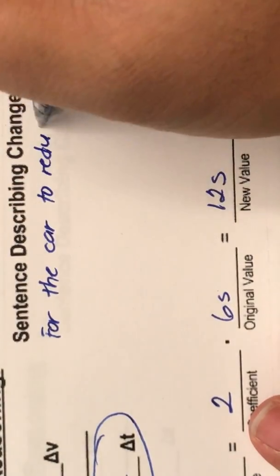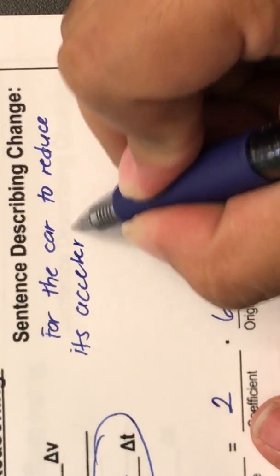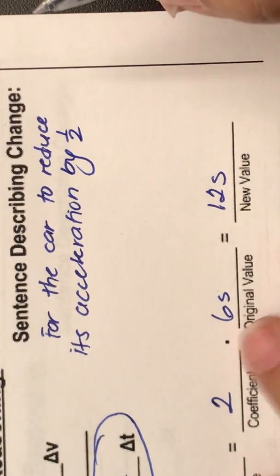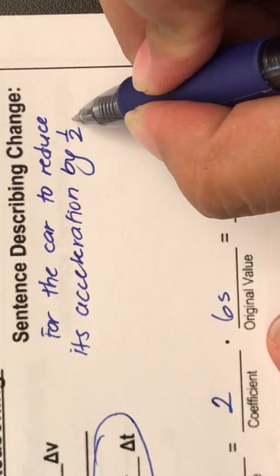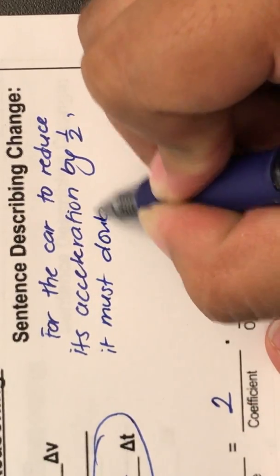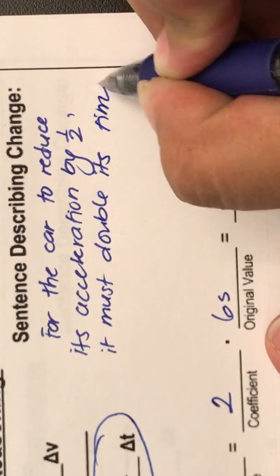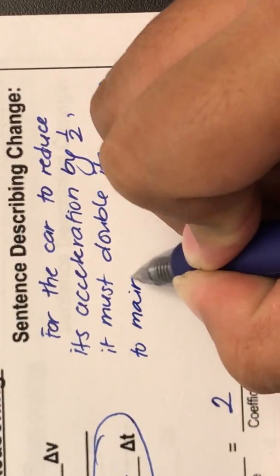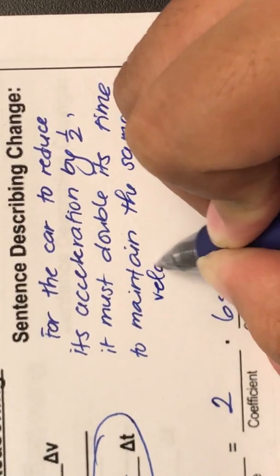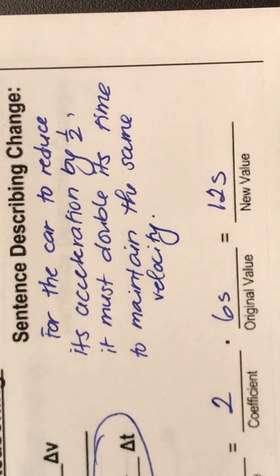Okay. For the car to reduce its acceleration by 1/2, it must double its time to maintain the same velocity. Okay, and that is it.